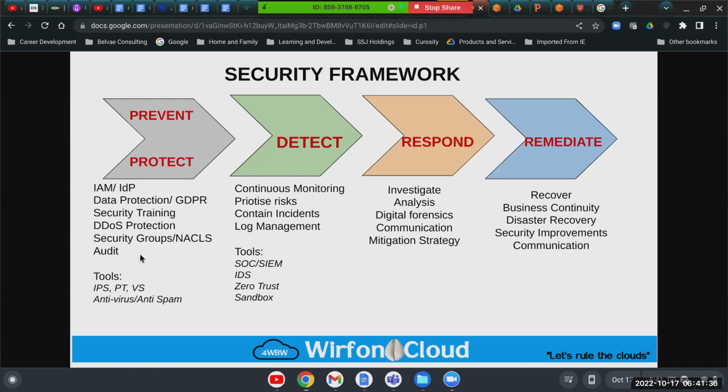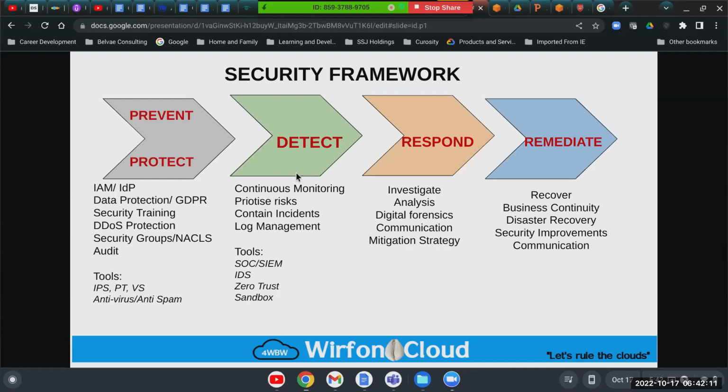The next thing is that if at all you cannot prevent or protect your entity, you must be able to detect when you have a security breach. And in order to do detection, you must be continuously monitoring your system. So you must be able to see what is happening in your network. You must be able to prioritize any kind of activity which is important to you. And then you must be able to log all those elements in one place. That falls under detection. And there are a number of tools that can help you do that.